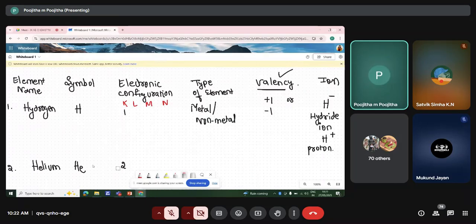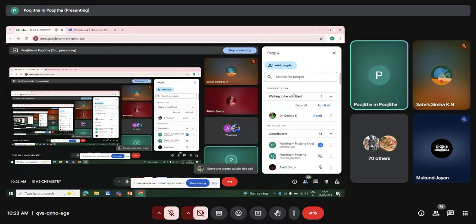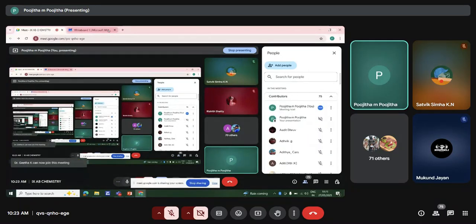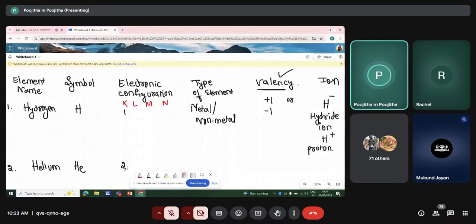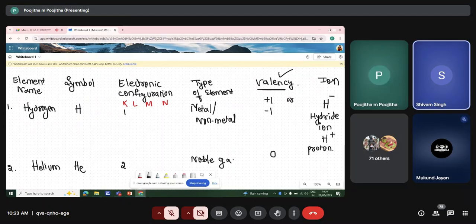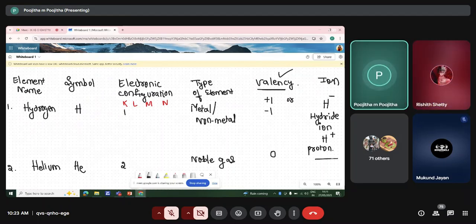Okay. So helium atom has no tendency to lose or gain electron. Because the K shell is complete, helium atom has no tendency to chemically combine. It doesn't lose electron, it doesn't gain electron, and it doesn't share electron. So valency of helium will be 0. What type of element is helium? Noble gas. It doesn't form ion. Okay.